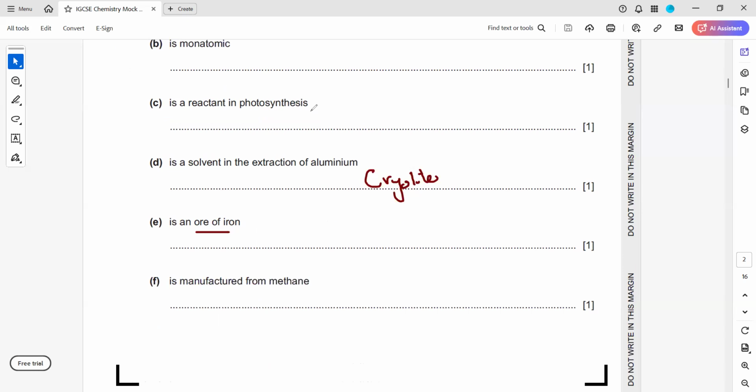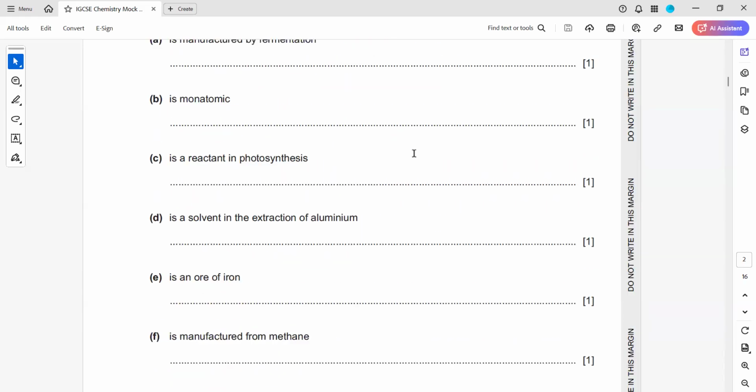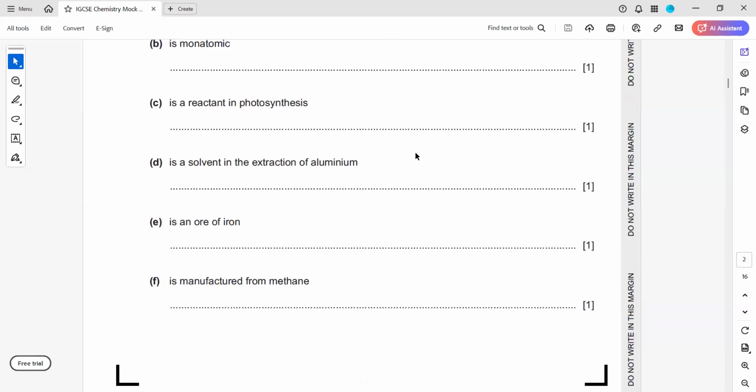Is an ore of iron in the list. Which one is representing the ore of iron? So hematite. Hematite is the ore of iron. The bauxite is covered: ore of aluminium. I will do correction, don't worry, because I reviewed the paper only before the class. And yes, I will do correction if it is wrong.